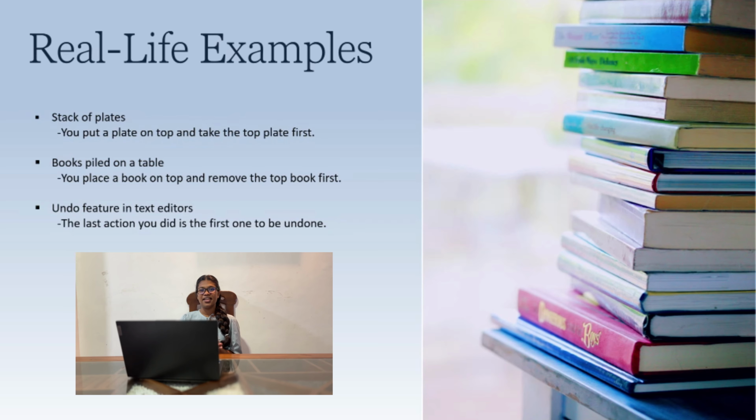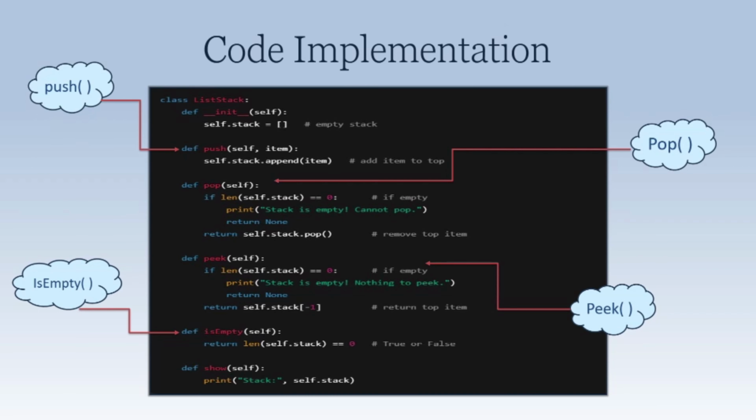Let's discuss real-life examples. Stack of plates. You put a plate on the top and take the top plate first. The second example is books piled on a table. You place a book on the top and remove the top book first. The third example is the undo feature in text editors. The last action you did is the first one to be undone. Okay, let's move to the code implementation.